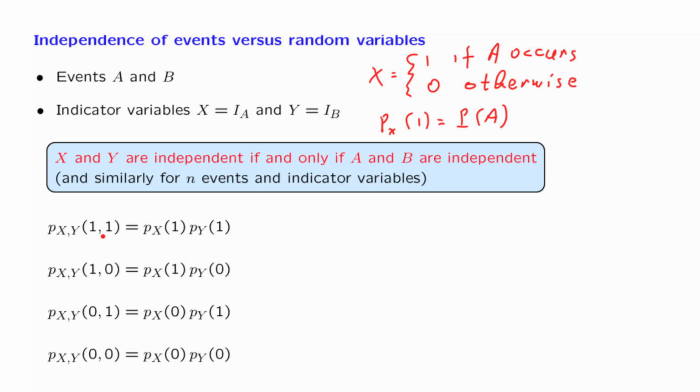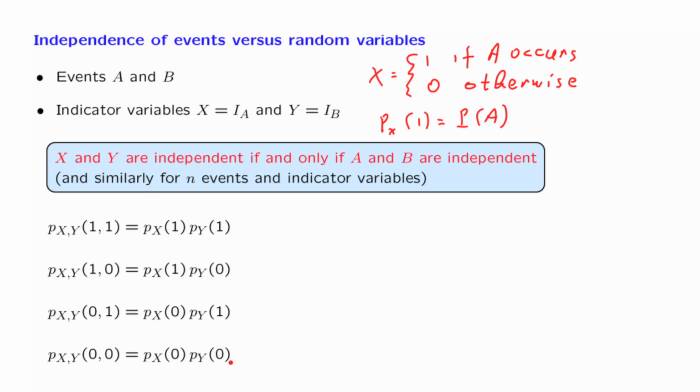The combination of X and Y in this instance have a total of 4 possible values. These are the combinations of zeros and ones that we can form. And for this reason, we have a total of 4 equations. These 4 equalities are what is required for X and Y to be independent.